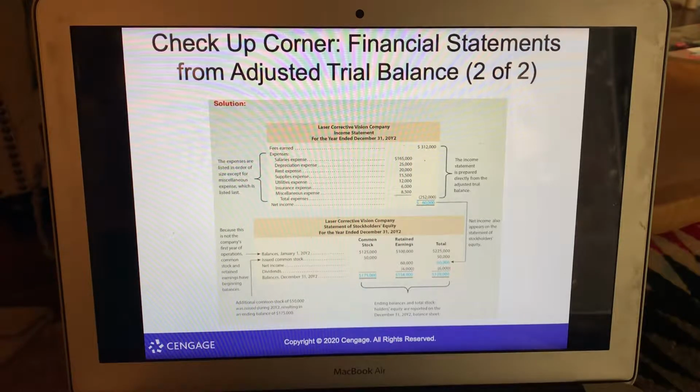So the total of the common stock balance and retained earnings ends up going to 225, plus our newly issued common stock of 50,000, plus our net income, minus our dividends that we paid of 6,000, equals $329,000 for our stockholders' equity.